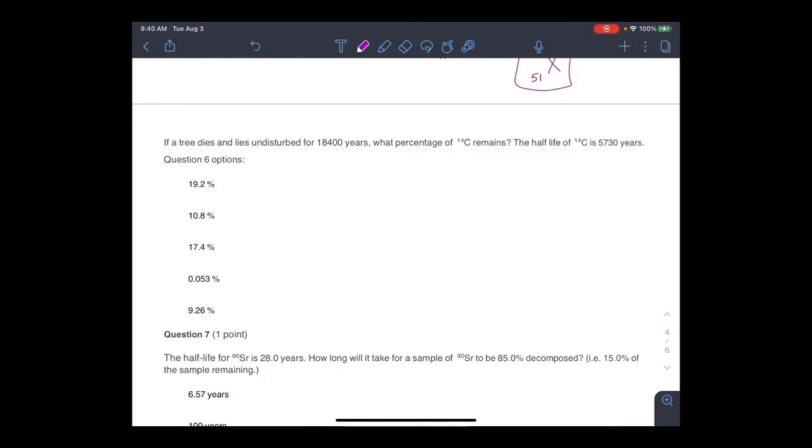So here we go. If a tree dies in the forest, does anybody hear it scream, right? All right, and lies undisturbed for 18,400 years. What percentage of carbon-14 remains?